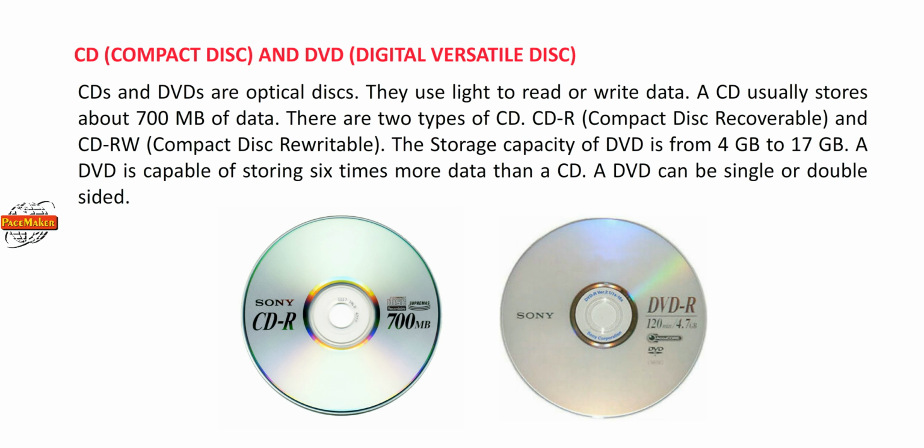CD, compact disc and DVD, digital versatile disc. CDs and DVDs are optical discs. They use light to read or write data. A CD usually stores about 700 MB of data. There are two types of CD: CD-R, compact disc recordable, and CD-RW, compact disc rewritable.